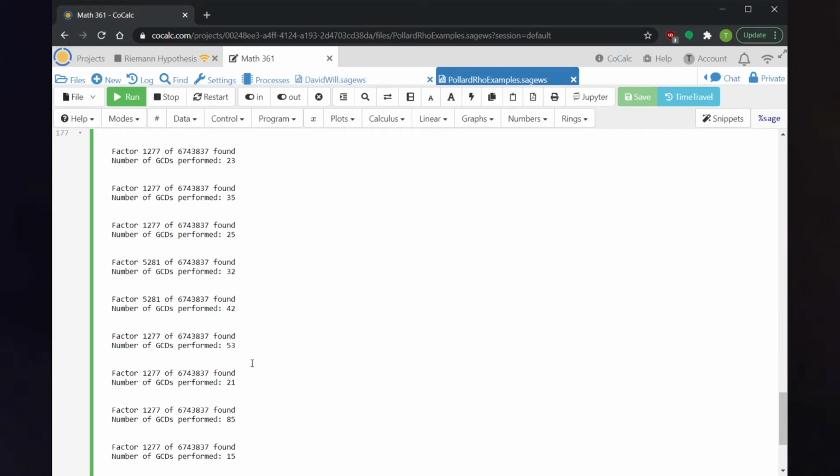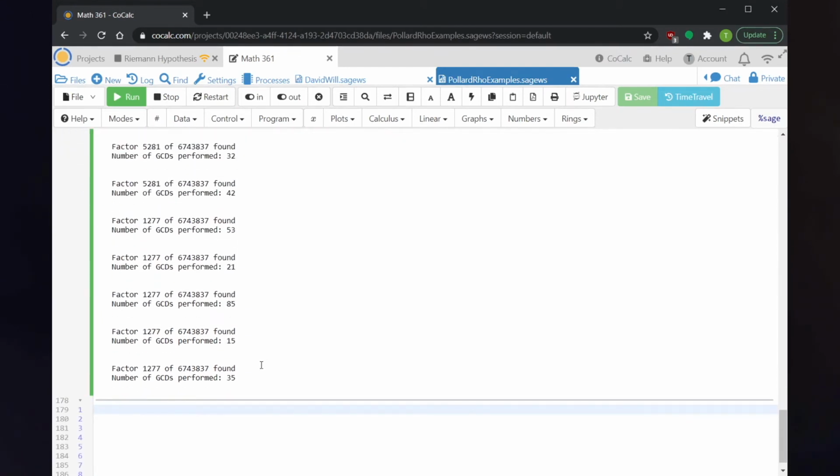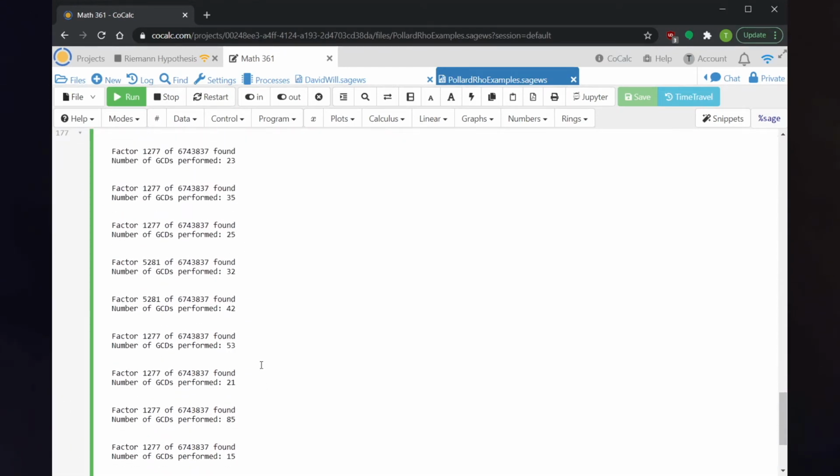And just like we would expect from our discussion of the collision finding algorithm in general, the number of iterations this algorithm goes through before it finds the collision varies. In some cases, it finds it after 15 iterations. In some cases, it finds it after 80-something iterations. But again, the number of iterations always stays much, much smaller than 1,277, which would be the number of iterations it would have taken to find this factorization using trial division.